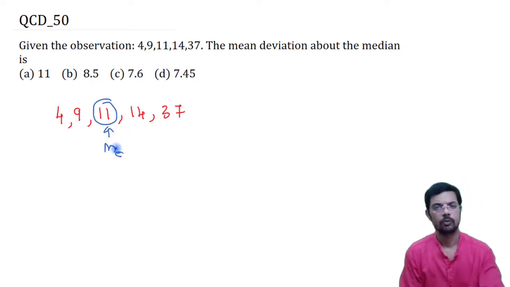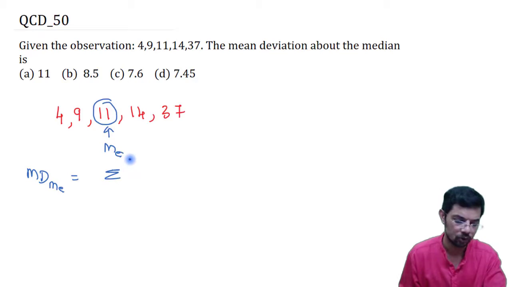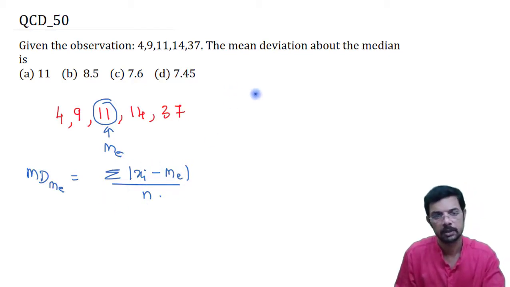Now, what is the formula to find mean deviation? Mean deviation about the median is equal to the sum of absolute values, sum of modulus of xi minus Me, divided by n. Okay. So let us find that value. So to find that value, we need to prepare the table. So how to prepare the table? We have our x's clearly written down as 4, 9, 11, 14 and 37.